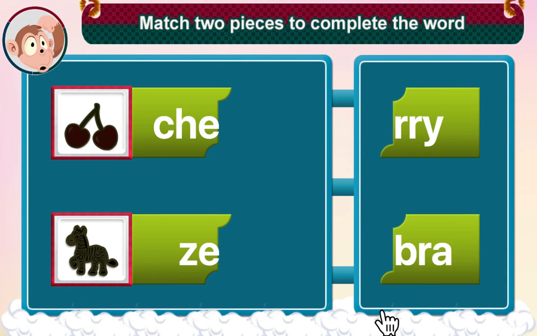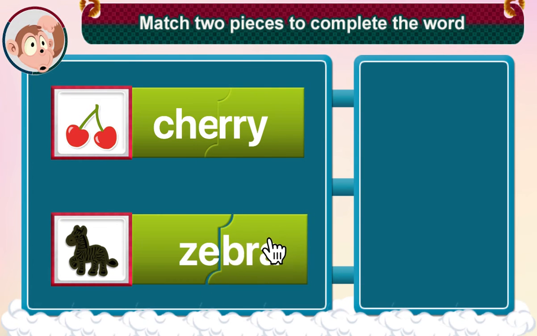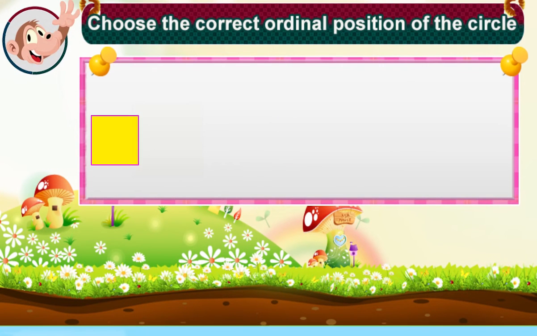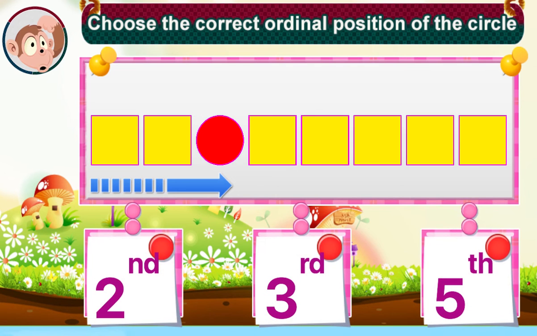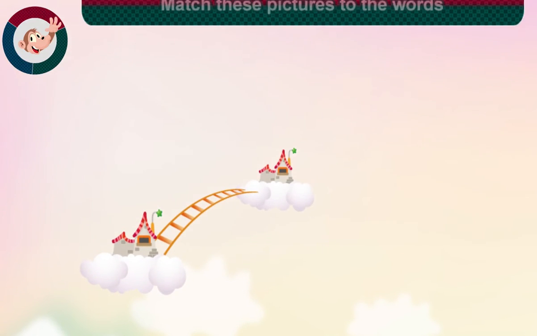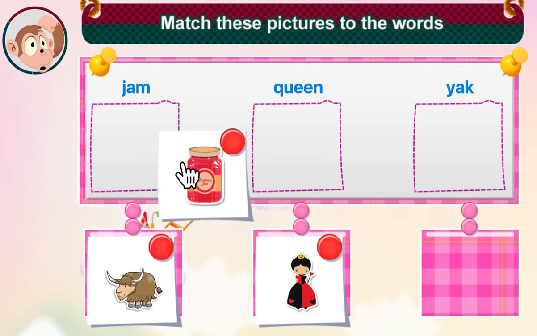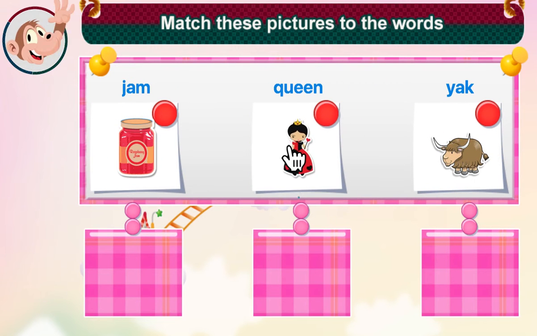Match 2 pieces to complete the word. Cherry. Zebra. Choose the correct ordinal position of the circle. Third. First, second, third. Match these pictures to the words. Jam, jam. Yak, yak. Queen, queen.